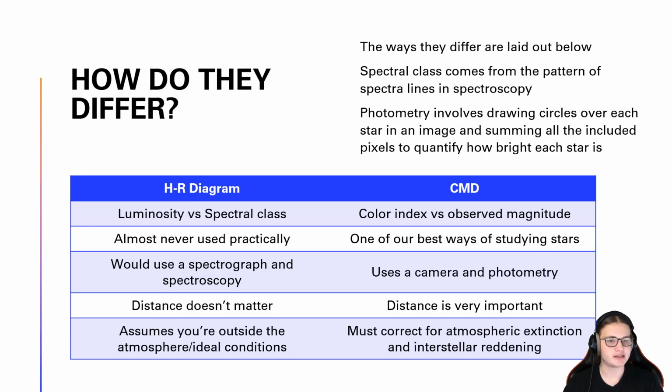An HR diagram typically uses spectroscopy, while a CMD uses photometry with a camera. Photometry involves drawing circles around stars in an image and summing the pixel values to measure brightness. A star's image profile comes from the PSF, or point spread function. This describes how a point source disperses at perfect focus.